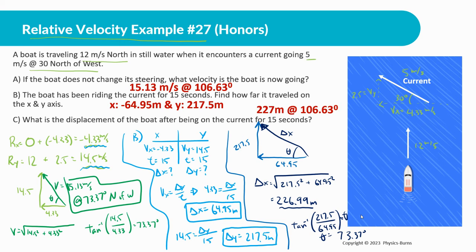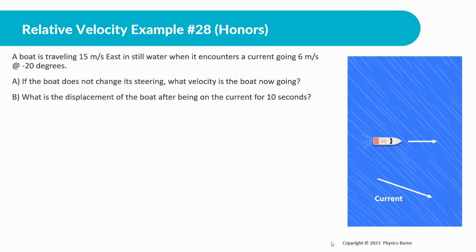So the final answer is going to be 227 meters at 106.60 degrees, or we could say 73.37 degrees north of west. Okay. All right, hope that made sense. I know that one was a bit hard. Watch it back if it was hard, but also the next problem is similar, so just try to do the next problem.